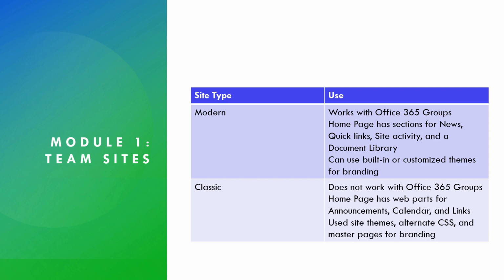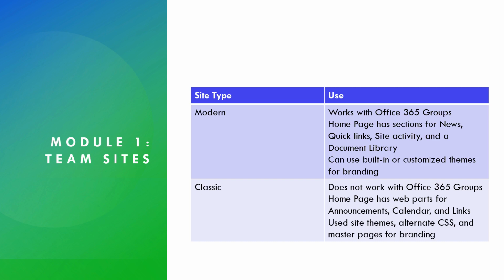When you create a modern site, the home page already has sections for news, quick links, site activity, and a document library. You can use built-in or customized themes for branding with a modern site. The classic site does not work with Office 365 groups. Originally, you could only use SharePoint groups. So the classic site still has access to SharePoint groups, but not Office 365 groups.